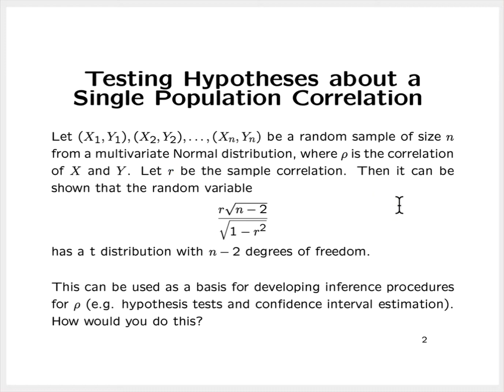Then it can be shown that the random variable given by this expression in the middle of slide 2, r times the square root of n minus 2 all over the square root of 1 minus r squared, has a t-distribution with n minus 2 degrees of freedom. Now this can be used as a basis for developing inference procedures about rho, such as performing hypothesis tests about rho and constructing confidence interval estimates for rho.